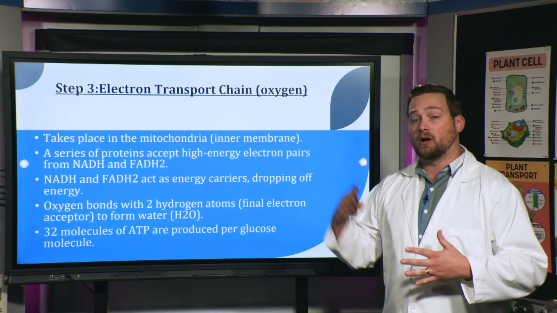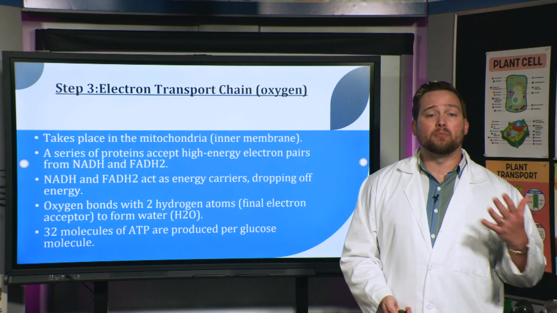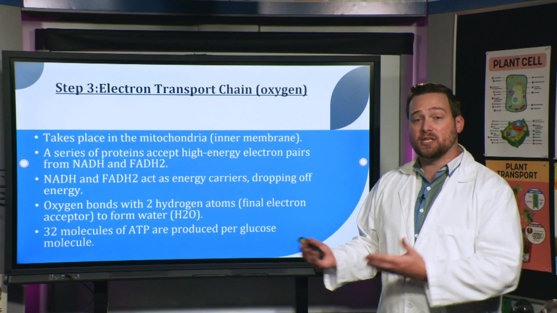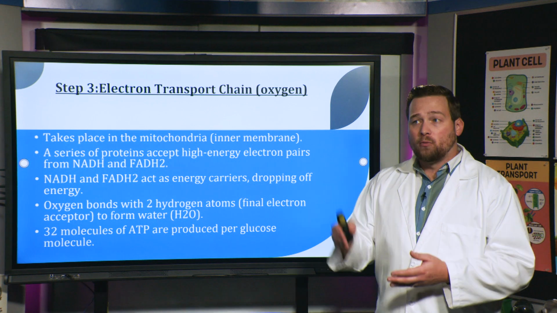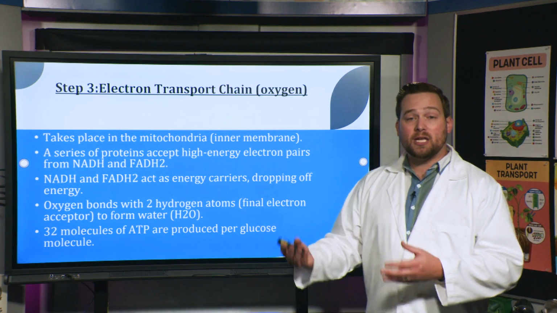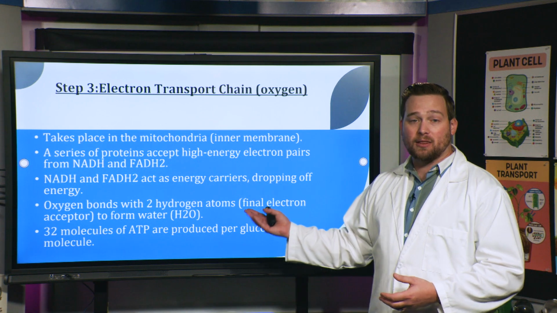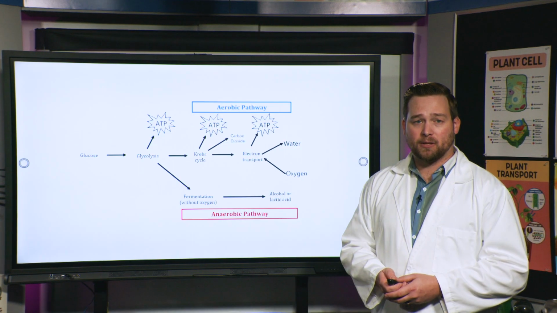So the byproduct of this whole reaction is water. And 32 molecules of ATP are going to be produced per glucose. So this is where most of the ATP is coming from. Those other 2 steps were just, we were leading up to this. We needed to get our tokens and all of that so that when we get to the electron transport chain, we can play the game and make the ATP, okay?